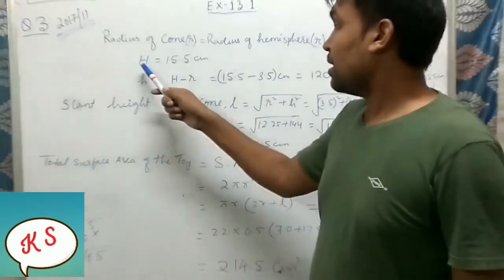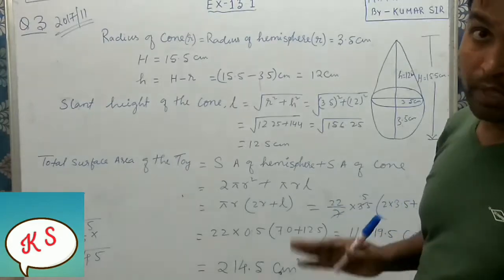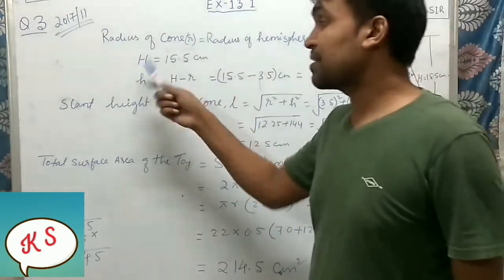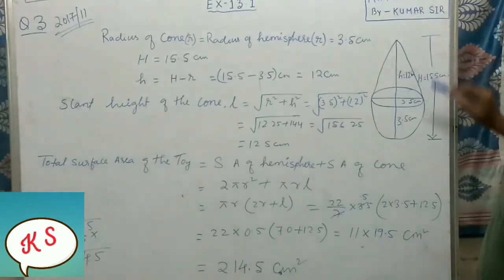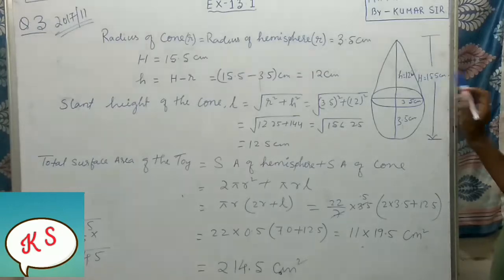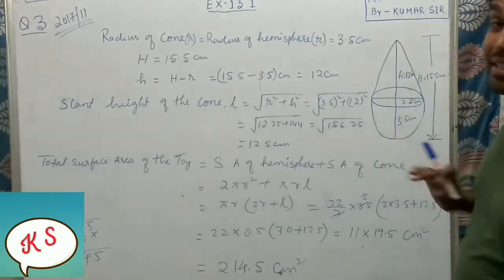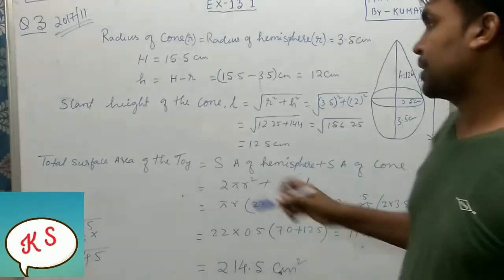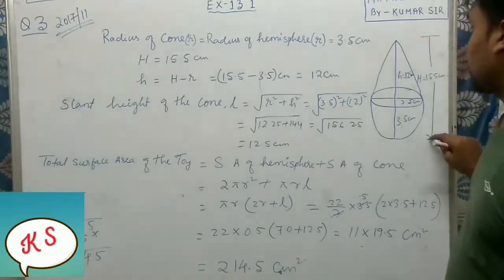Okay, now capital H, as I have been telling you, what am I representing? It is representing the total height of the toy, including the hemisphere as well as the cone. So it is 15.5. The height of this cone is not given, so we are calculating it. So small h is equal to total height, which is capital H.